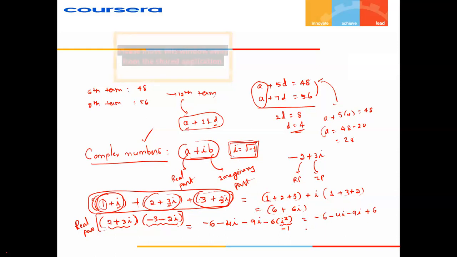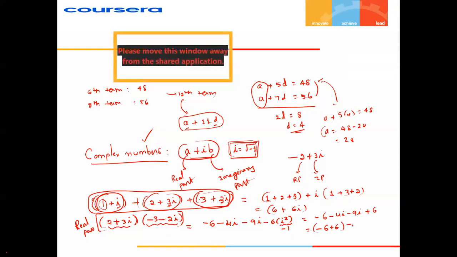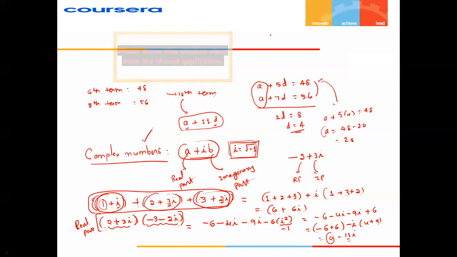Then first group the real parts, -6 plus 6. Then you can take minus common, then 4 plus 9. Then we get 0 minus 13i. Okay. Now we can say the real part is 0, the imaginary part is -13. Here the real part is missing, right? Then we call it a purely imaginary number. Okay, very good.